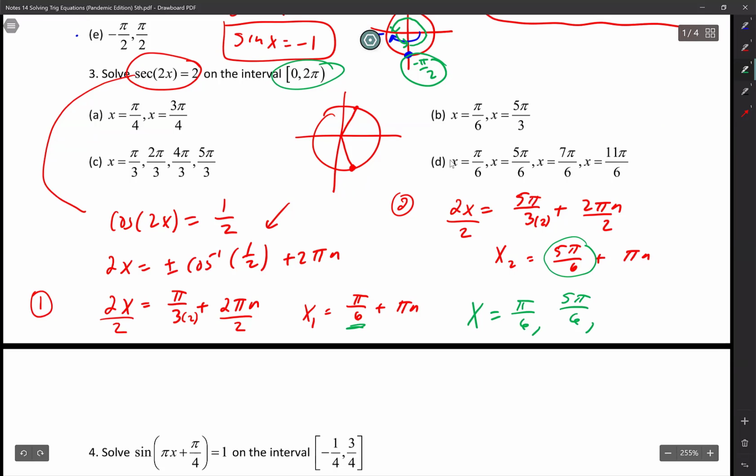My third answer is going to come from x1. And I'm going to add pi to it. So put like a 6 over 6 like that. 6 plus 1 is 7 pi, so 7 pi over 6. And then my fourth answer is going to come from x2. Put a 6 over 6 for a common denominator. 6 plus 5, 11 pi. And there it is. Those are all of them, guys.